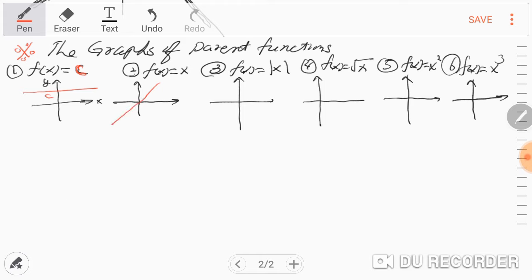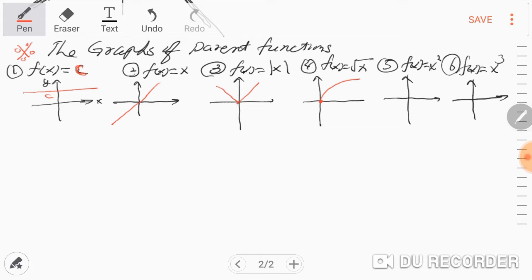Okay, absolute value of x. The graph of the absolute value of x is a V shape. When x equals 0, y equals 0. And make sure that absolute value is always greater than or equal to 0. Okay, the square root of x function: when x equals 0, then y is 0, and it looks like this. As x increases, y also increases slowly.